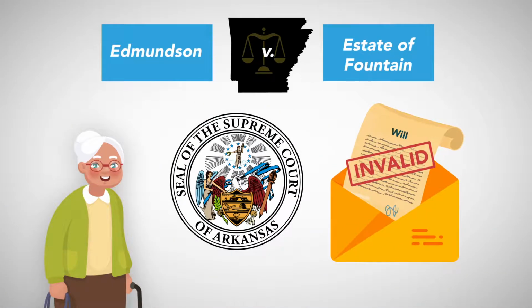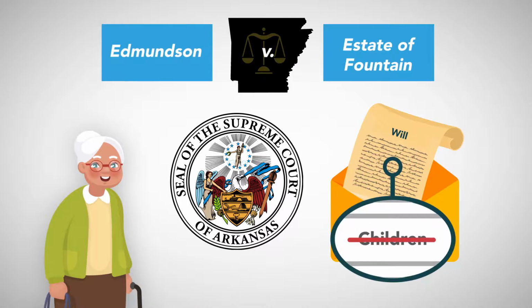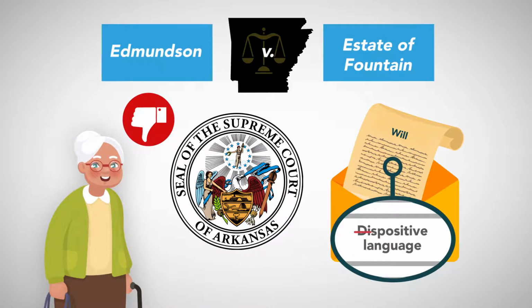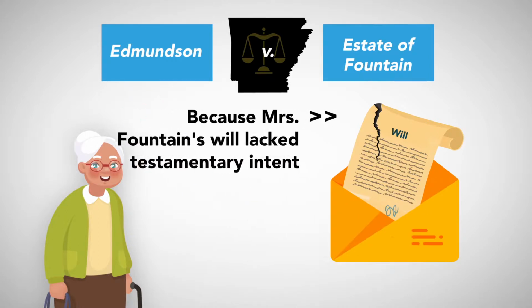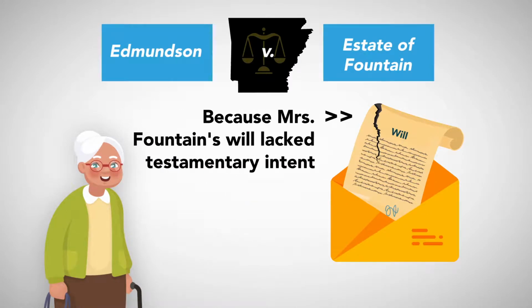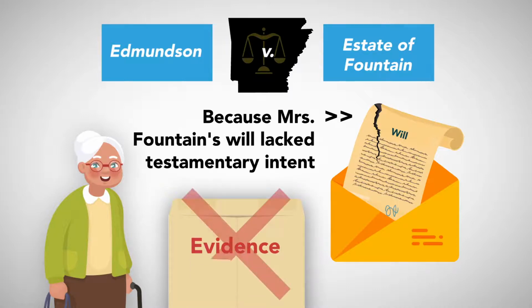First, there was no language in Mrs. Fountain's will that purported to leave property to Fountain's children, making it unlikely that she wanted this to be her will. Second, the lack of dispositive language made Mrs. Fountain's will facially defective. Because Mrs. Fountain's will lacked testamentary intent on its face, extrinsic evidence was not admissible to prove testamentary intent.